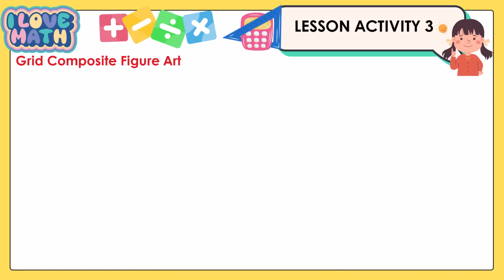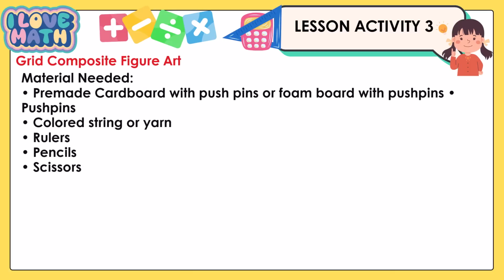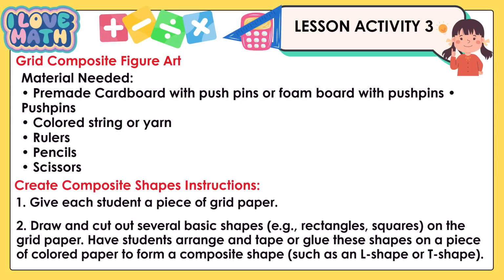Grid composite figure art. Materials needed: pre-made cardboard with push pins or foam board with push pins, push pins, colored string or yarn, rulers, pencils, and scissors. Create composite shapes instructions. First, give each student a piece of grid paper. Second, draw and cut out several basic shapes on the grid paper.